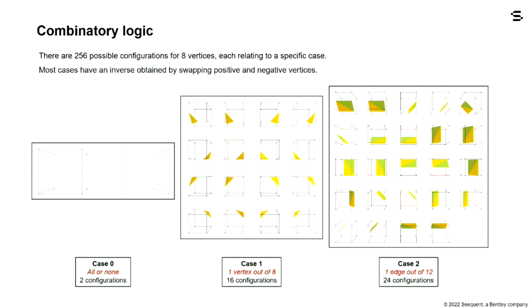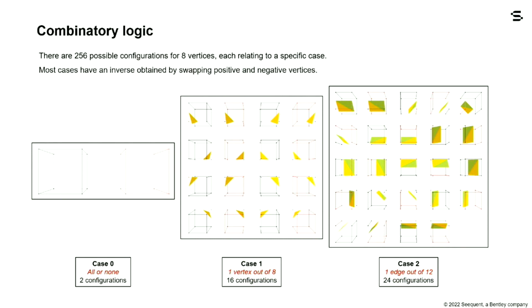The first one, where all your points are inside or outside, is called case 0. Case number 1, only one vertex of your cube is within the surface, so you have 8 configurations, but you also have the reverse configuration where you only have 1 point outside. And then case number 2, same logic with an edge, 1 out of 12 edges, 24 configurations. That's just giving you a little overview of the complexity. You have 256 possible configurations, each relating to one case.